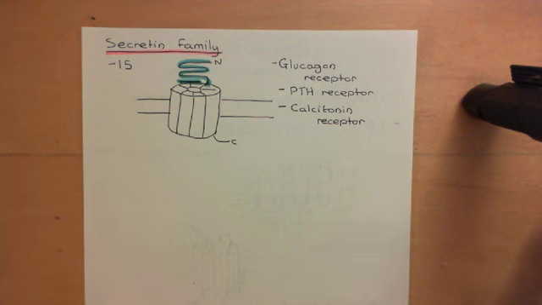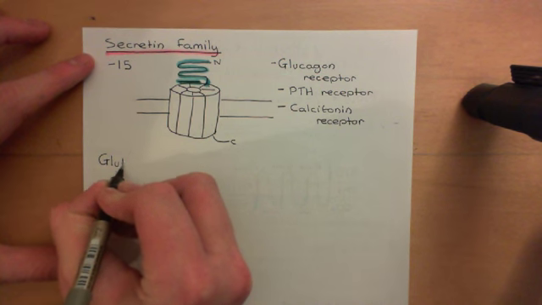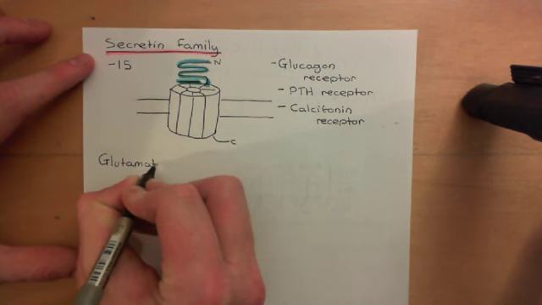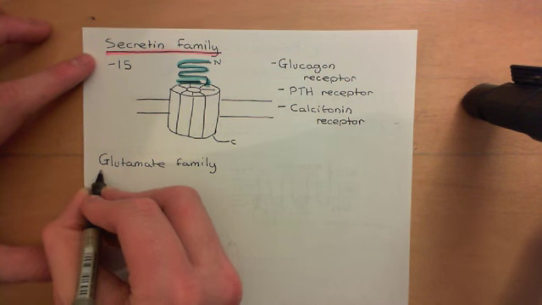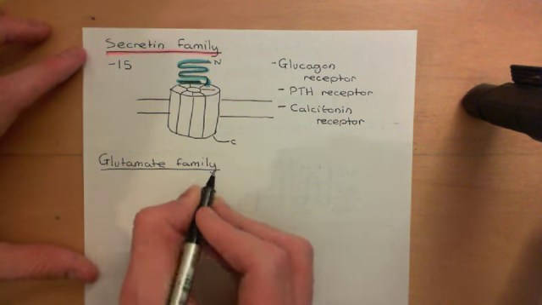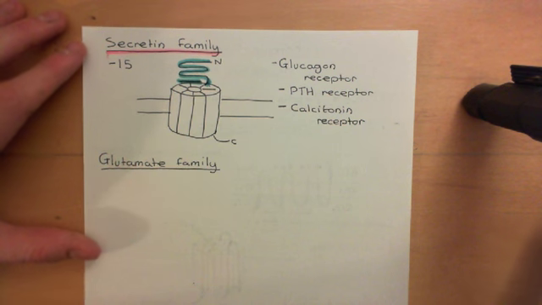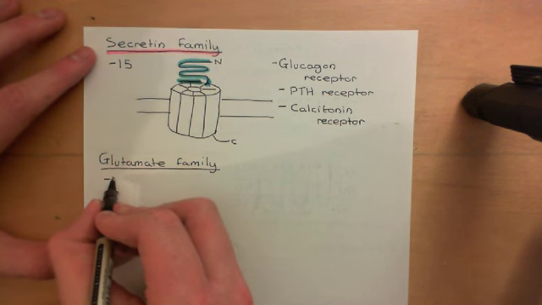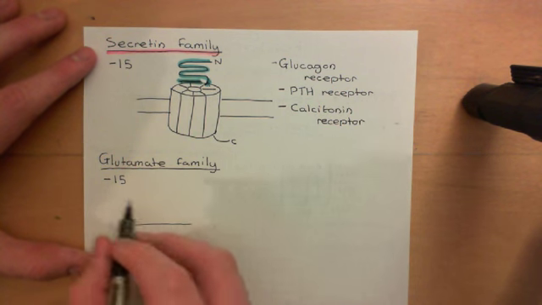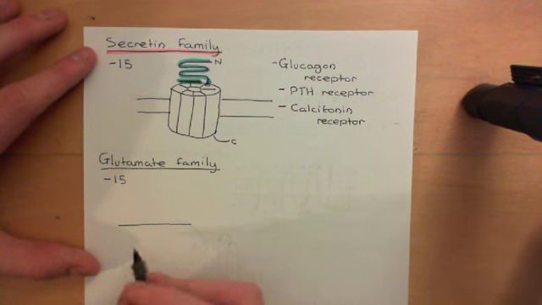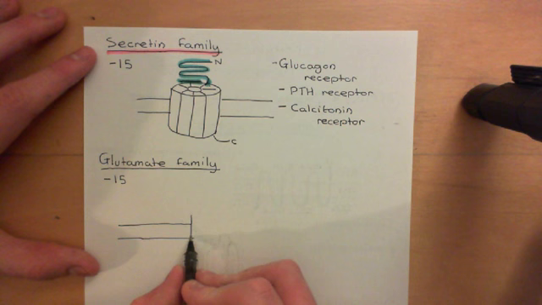Okay, right. Next family of G protein coupled receptors, third family, family number 3, is the glutamate family of G protein coupled receptors. So, what then is the characteristic feature that the glutamate family has? Well, actually, before I tell you that, let me tell you how many members there are in the glutamate family. Again, there are 15 members. Now, loads of them are the metabotropic glutamate receptors, hence why this family is named the glutamate family.